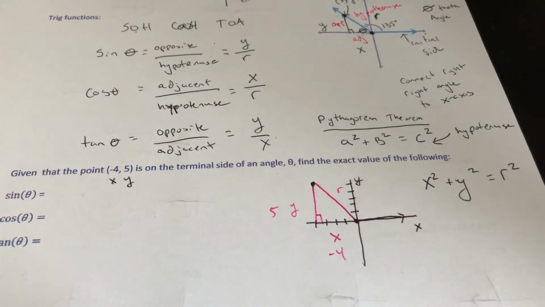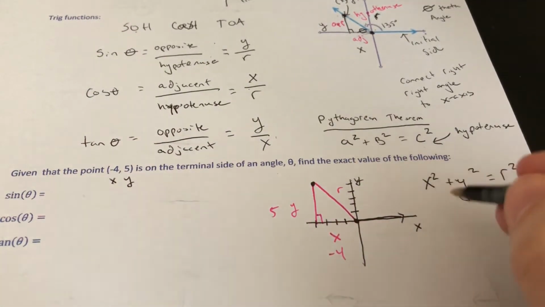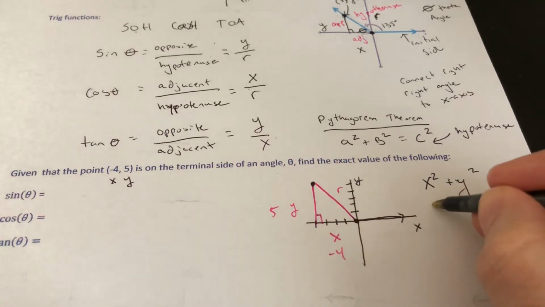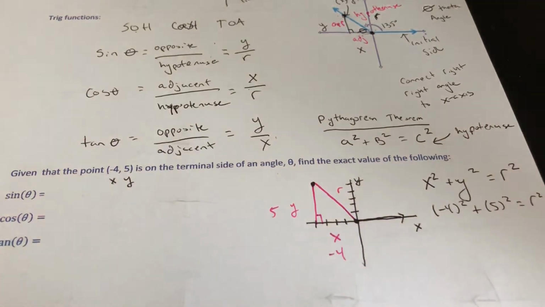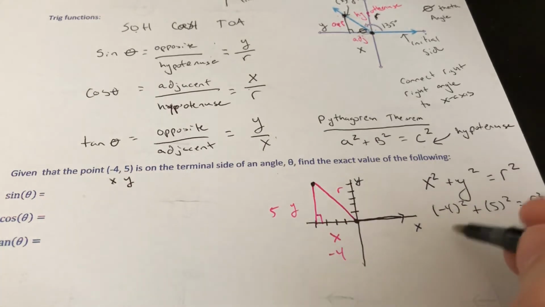So what we can do now is solve for that hypotenuse length. Well, what's our x coordinate? It's -4. So -4 squared plus, what's my y coordinate? 5, plus 5 squared equals r squared. Okay, so -4 squared is 16 because a negative times a negative is a positive.